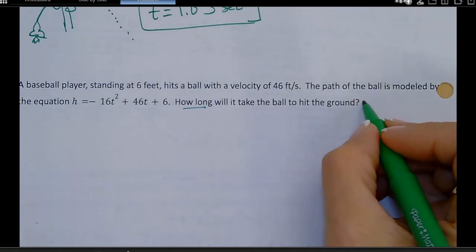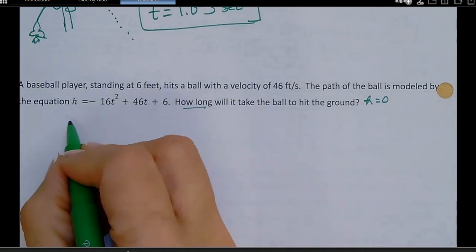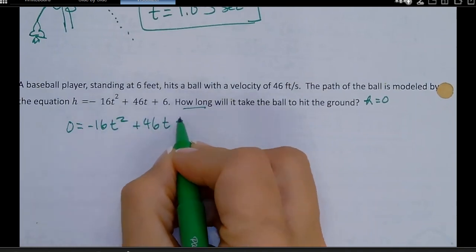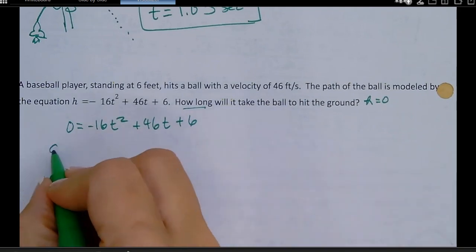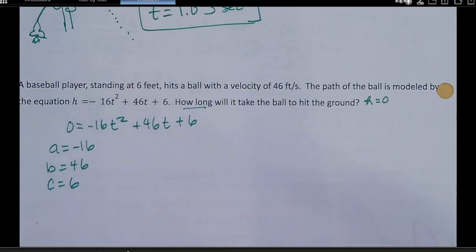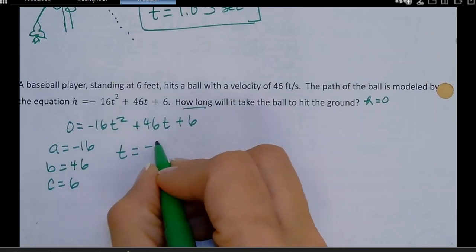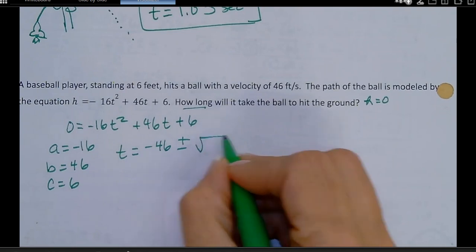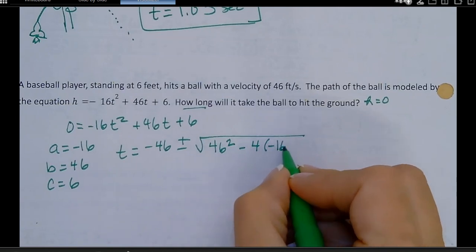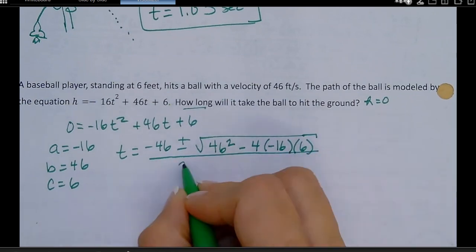Well, I need to realize when it hits the ground, that means h equals 0, right? So I'm going to say the whole height is 0. 0 equals negative 16t squared plus 46t plus 6. So I know A equals negative 16, B equals 46, C equals 6. I'm going to say x equals, except for it's t equals right now, t equals negative b plus or minus the square root of b squared minus 4 times a times c, all over 2a.